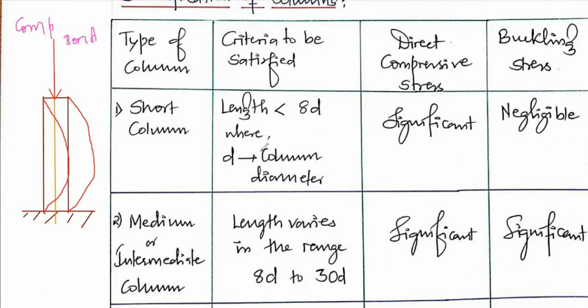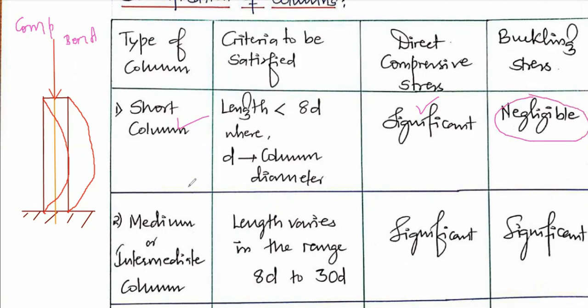So in order to know that, if there is a short column where length is less than 8 times the diameter, for short columns, direct compressive stress will be dominant or significant, whereas buckling stress, that is the bending stress which is coming here as a result of this applied load, will be very, very negligible in case of short columns.